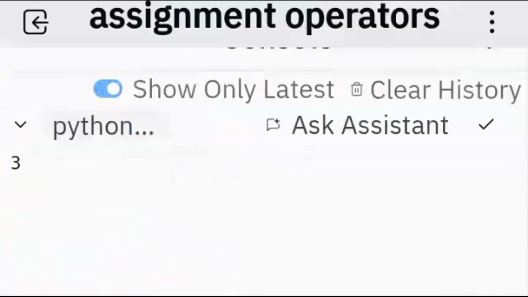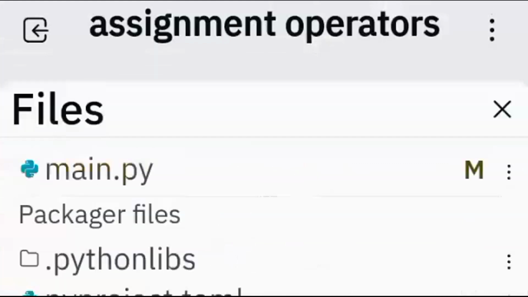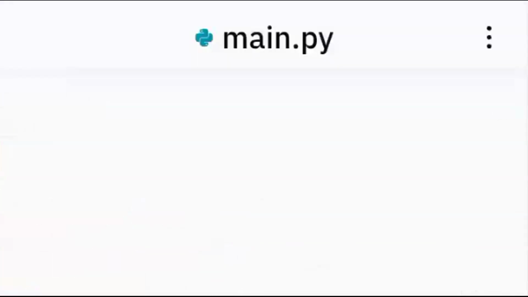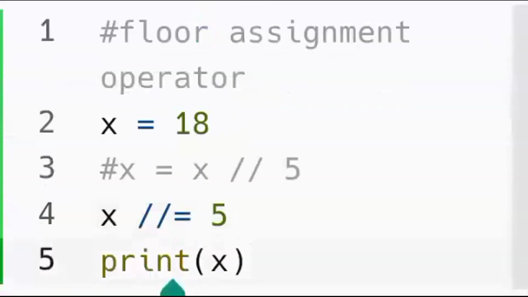So instead of 3.6 or something, I just assign 3 back to x. Remember that. So the result should be 3 and not 3.6 when you're doing floor calculations, when you're using the floor assignment. That's a very important point.